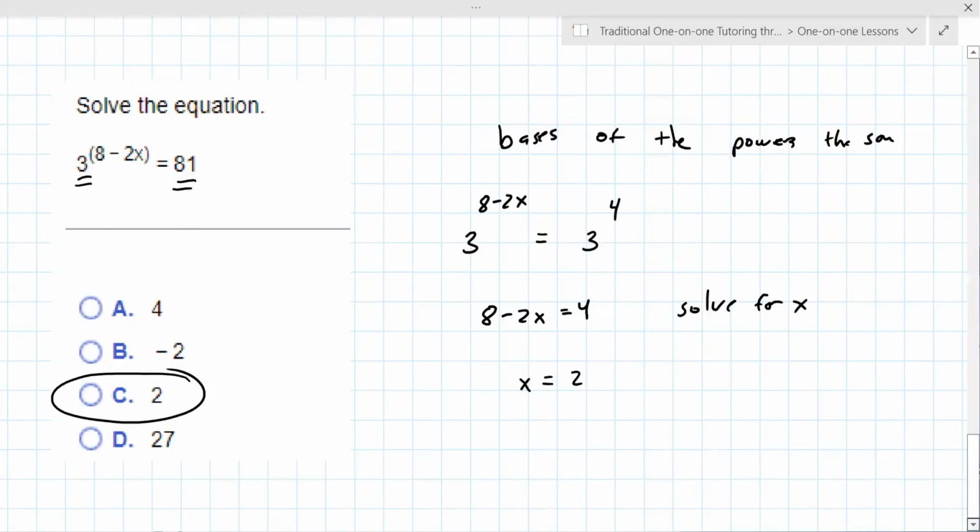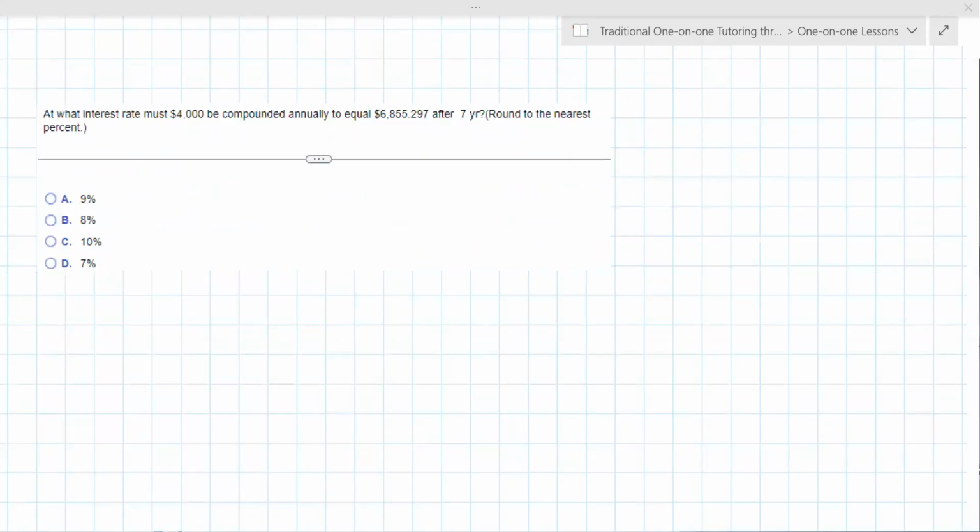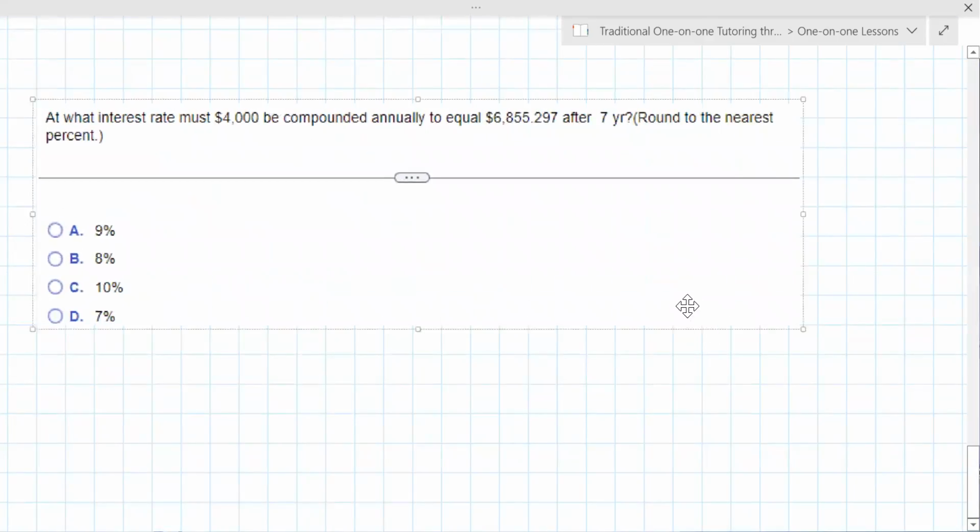All right, question 8. It says at what rate must $4,000 be compounded annually to equal $6,855.2 after 7 years?